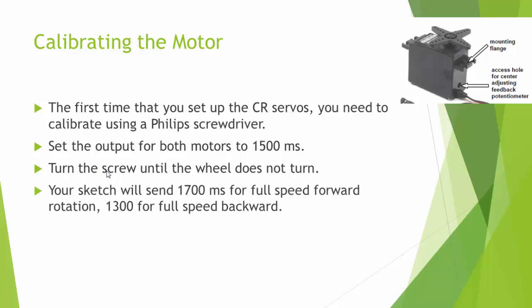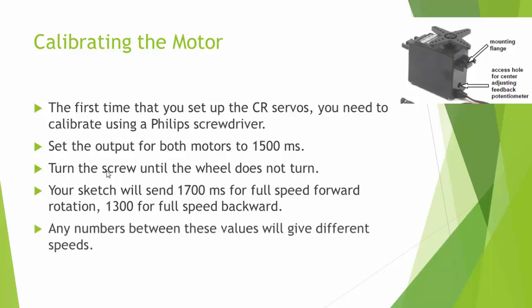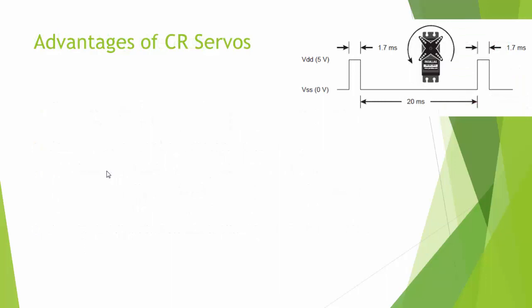In contrast, if you want your motor to move full speed forward, you'll input 1700 milliseconds, and if you want it full speed back, it'll be 1300 milliseconds. And this is the cool thing: any number between these values will give you different speeds, so you have options for the speeds you choose.